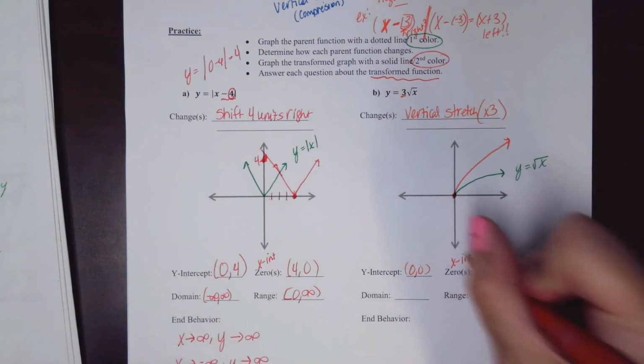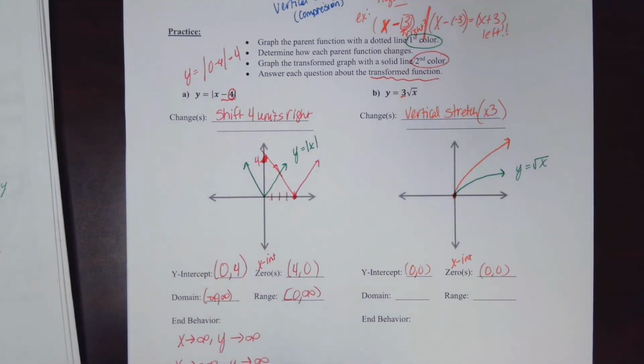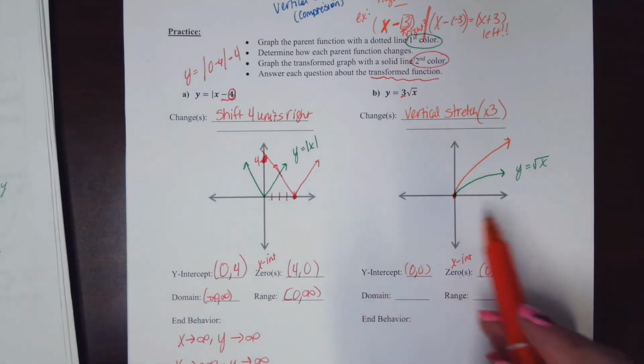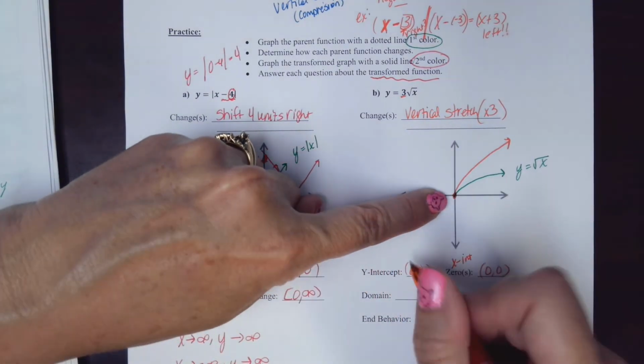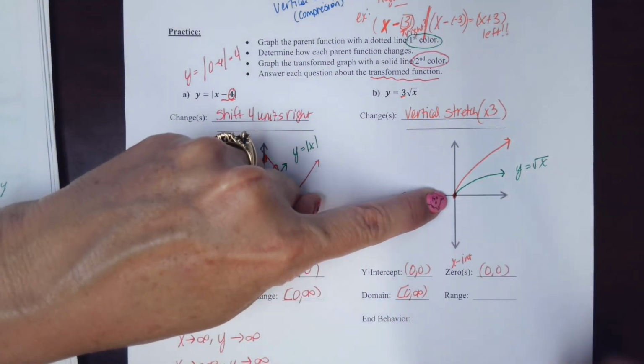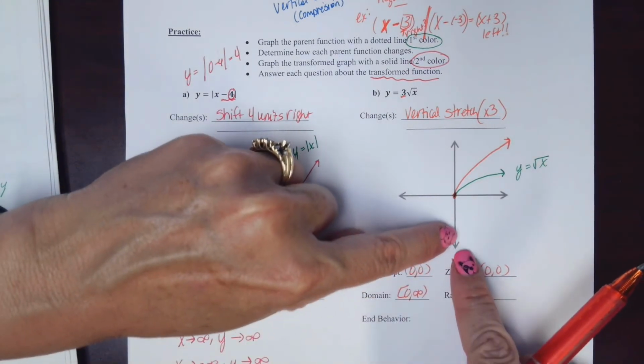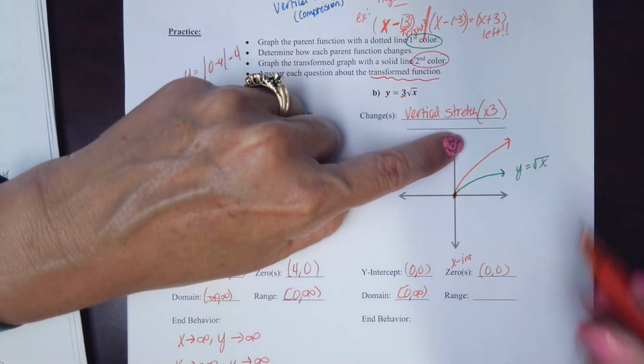There's my x-intercept is a 0. That's another name for the x-intercept. Domain, limit. X values start at 0, go to positive infinity. Range, y values start at 0, go up to positive infinity.